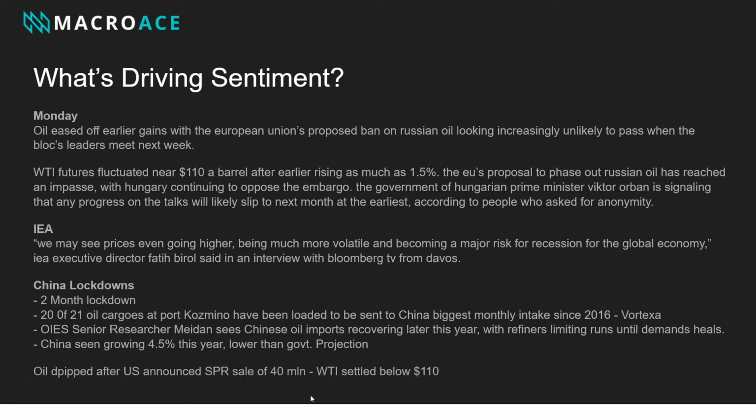Also, looking at yesterday, oil dipped after the US announced the SPR sale of 40 million barrels, and WTI settled below about $110 a barrel. So the US is also having an impact on sentiment. You've got China as one of the big drivers, and also the US, in a short-term way supplying more oil to the markets, which saw WTI crude oil settle below $110 a barrel.